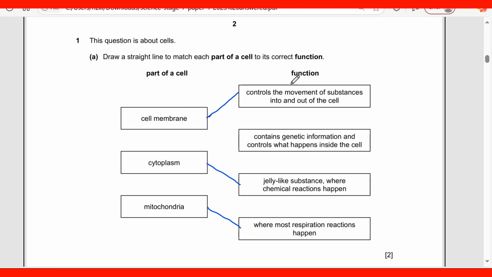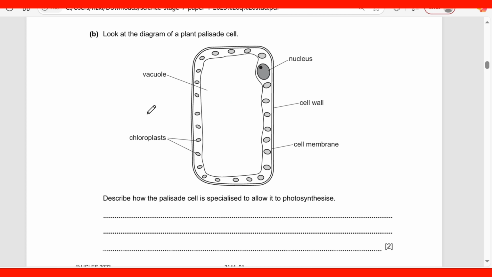We hope it's clear. The cell membrane controls the movement of substances into and out of cells. Cytoplasm, gel-like substance, and mitochondria, the site of respiration. Alright, let's move on. Now we see 1b. Look at the diagram of a plant palisade cell here, and describe how palisade cells are specialized to allow them to photosynthesize.